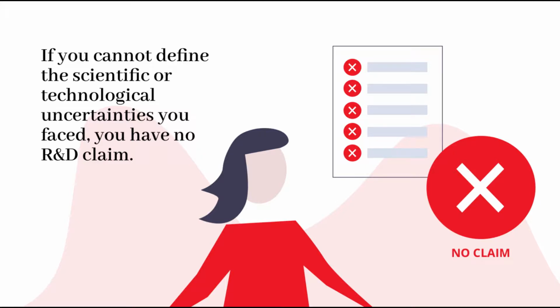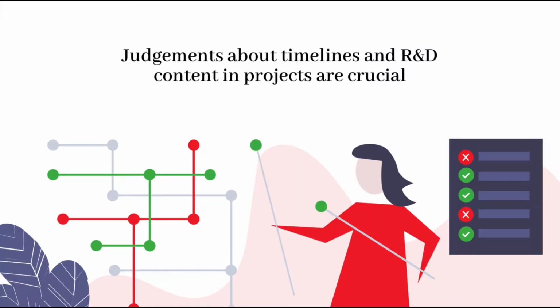R&D claim. A further important point is that depending on how the project is identified, it could have many strands, some of which are about technological scientific uncertainty and some of which are not. It is therefore crucial to make judgments about timelines and R&D content in projects in the correct way.